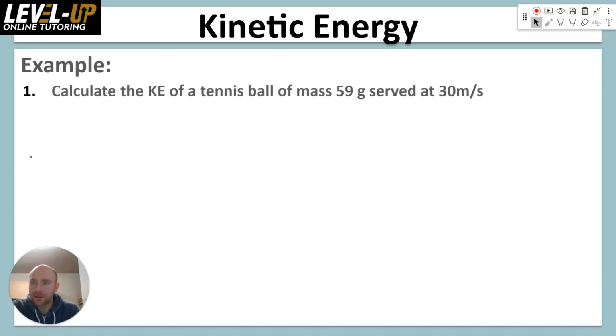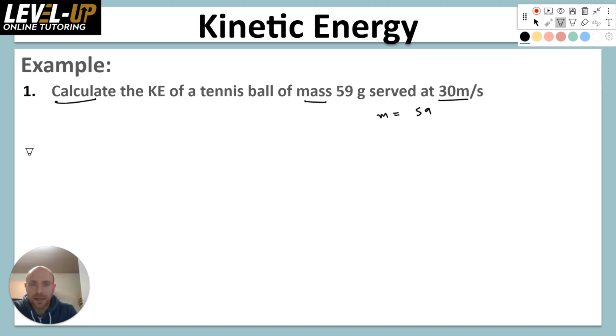Okay, so how can we apply it? Well, I'll do a little example here. Kinetic energy of a tennis ball of mass 59 grams served at 30 meters per second. Best way to approach these is to write down the information. You're calculating, so obviously it's going to be using a formula. You've got a mass and you've got a velocity. So let's write down the information we've got.